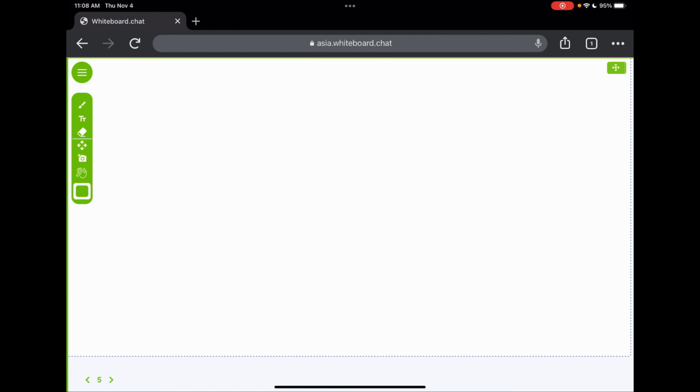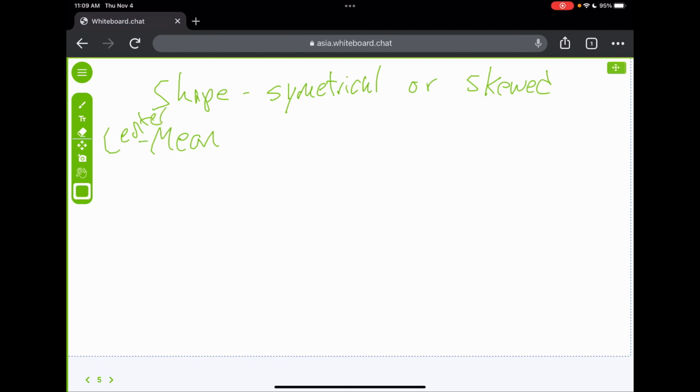And what does that mean? Well, your shape is either going to be symmetrical or skewed, and it'll be left or right. Your mean or the center, sometimes they refer to it as the center, is just your typical value. If we were to define this set of data by one value, what would you pick? That would be the typical value.